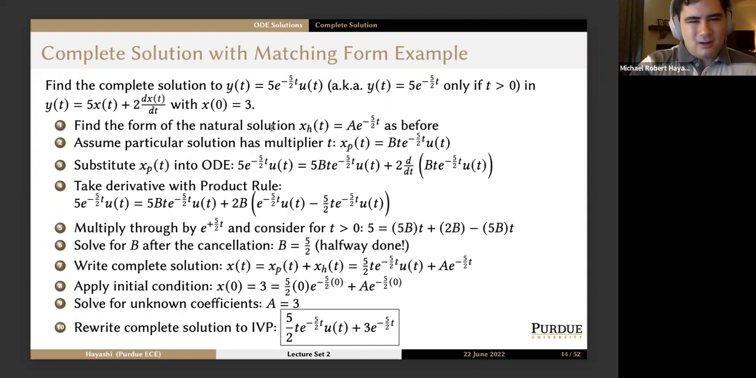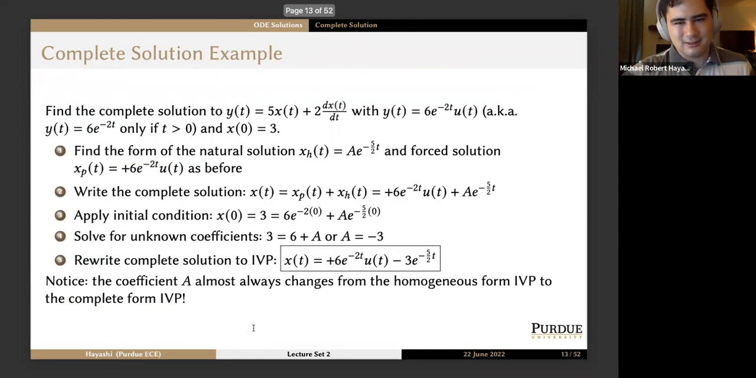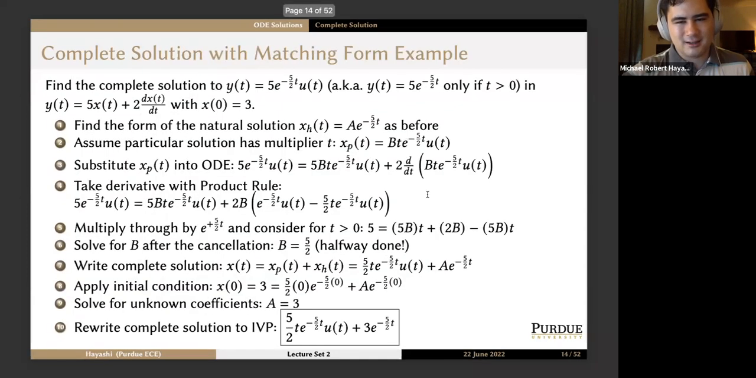Now we see that our forcing function has this e to the minus 5/2 t in common with our natural solution. So our forced solution must use a multiplier of t. So x of p of t is equal to b times t times e to the minus 5/2 t u of t. This is in accordance with the second special case on slide 11. So the next higher multiplier of t, or next higher power term in the power series of t, is just t. So it's b times t times e to the minus 5/2 t u of t.